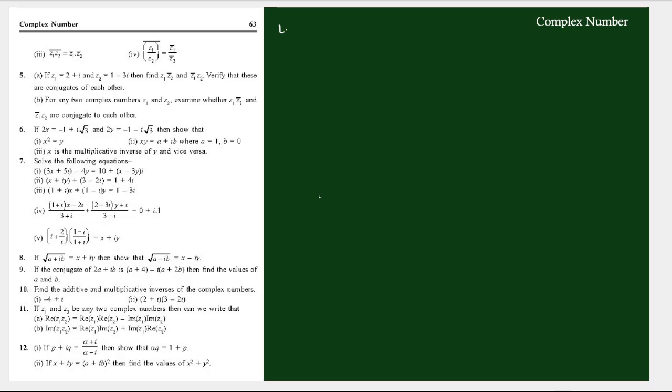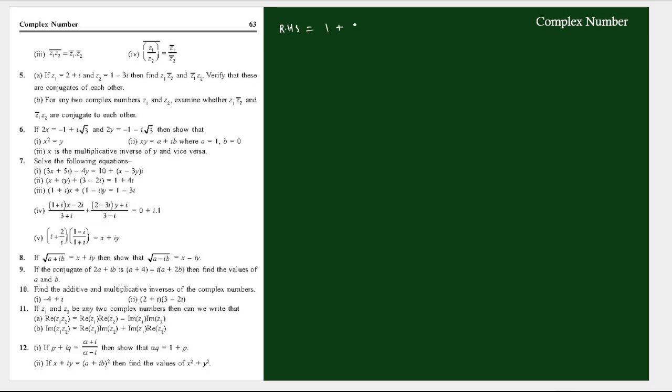Oh, I mistakenly pressed save. Okay, let's save later.